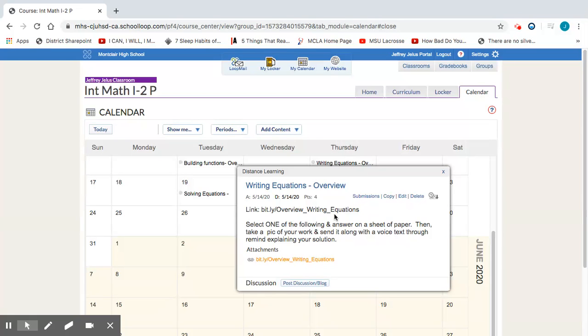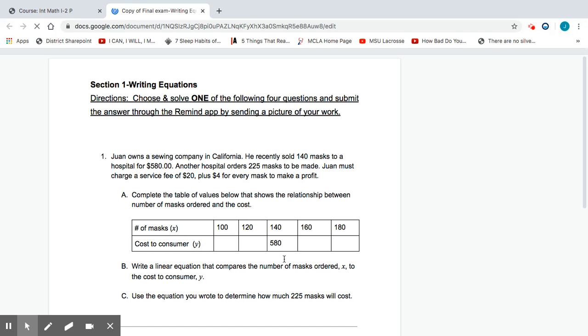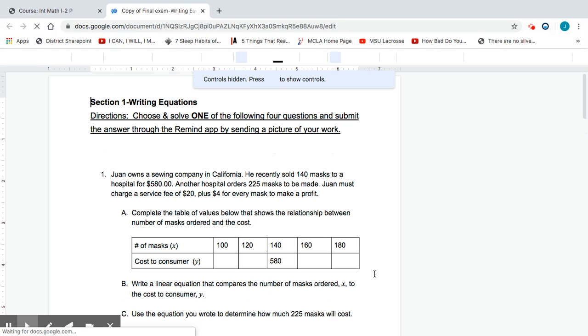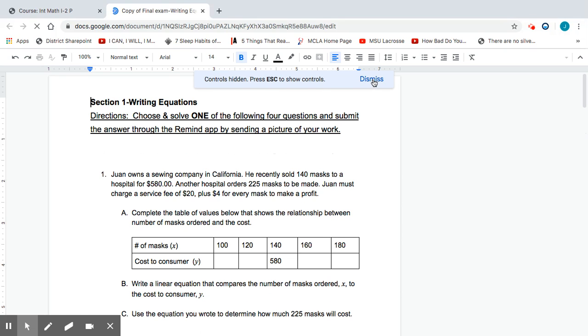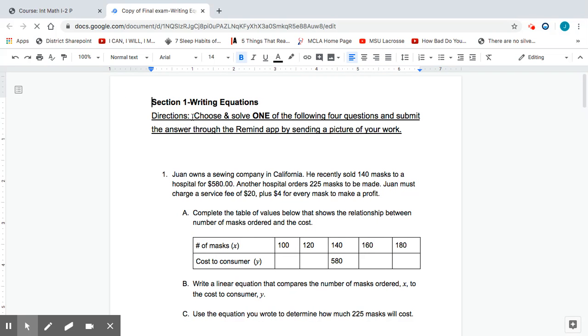Okay, today's lesson, I am going to show you where to find it and how to complete it. So you want to go into Schooloop and find the writing equations overview and click the link. And it says section 1. So we're in section 1, writing equations, and I'm going to dismiss this. Section 1, writing equations.